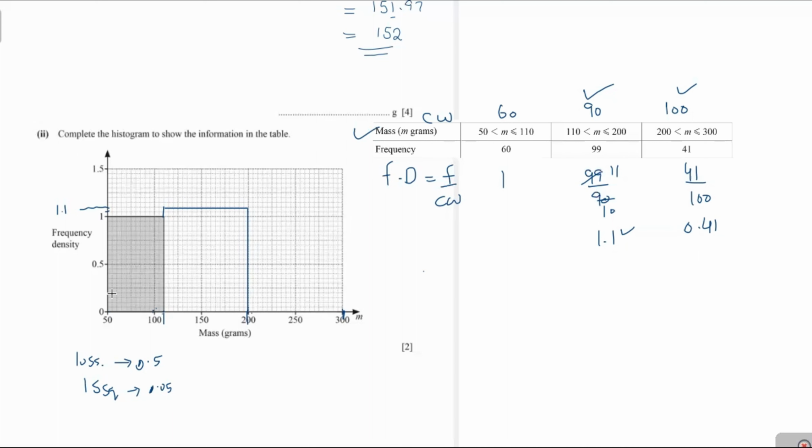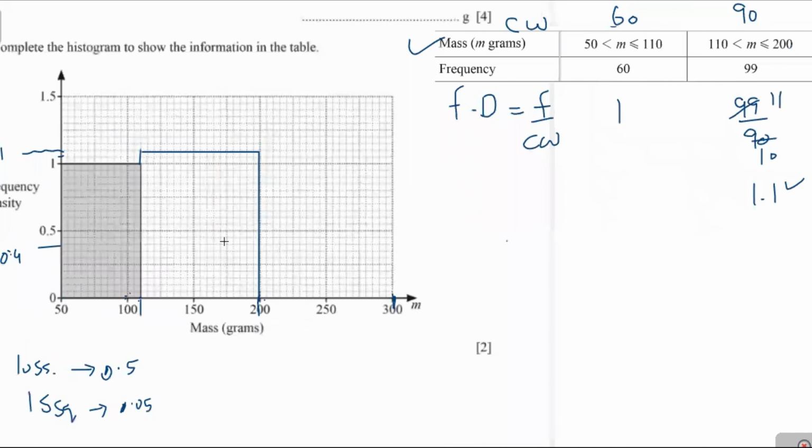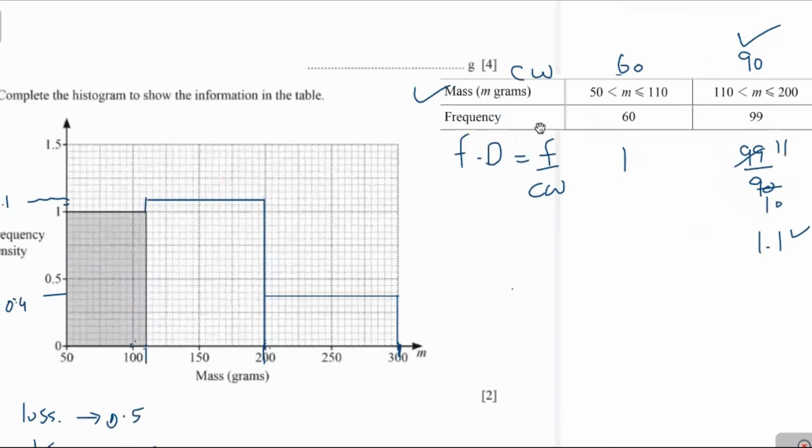Next is the 200 to 300, which is 0.41. You can see here, this is 0.4. Now you can write 0.4, and we will make the line just above the 0.4. We draw the line at 0.41 to 300. And this is the histogram of this table.